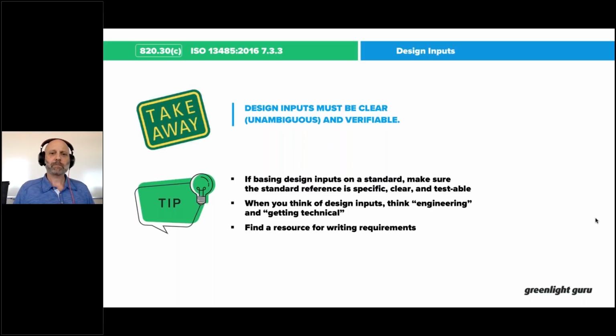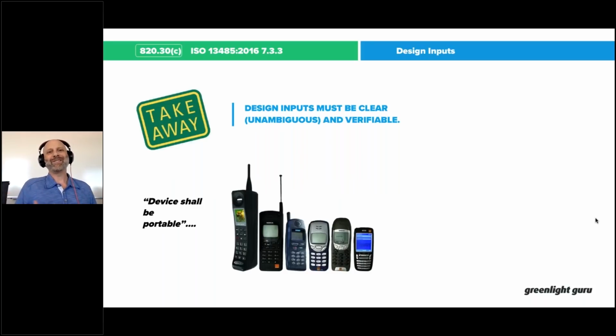Now, again, it's common to think about requirements as more engineering and more in technical terms, and that's okay as well. So let's dive into a little bit of an example to further illustrate that point. So let's talk about "device shall be portable." Now, portable is not very specific. It's pretty ambiguous. Here are a few examples.